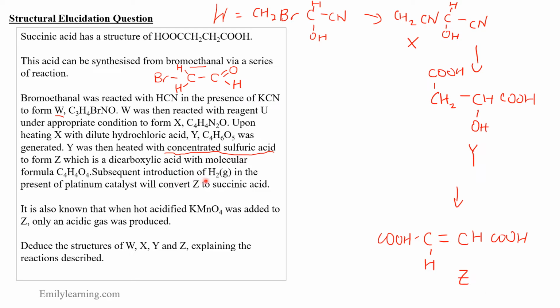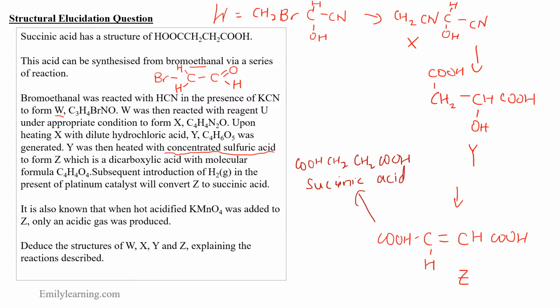And subsequently, introduction of H2 in the presence of platinum catalyst will convert Z to succinic acid. So if I look at Z and succinic acid, I know that what it lacks is 2 hydrogens. So the H2 in the presence of platinum catalyst is basically a reduction reaction or a hydrogenation reaction of the C=C double bond in alkene. The C=C double bond then becomes a C-C single bond, and you'll form succinic acid as a result. Okay, so let me draw it out. So I have COOH, CH2, CH2, COOH, and this is my succinic acid.